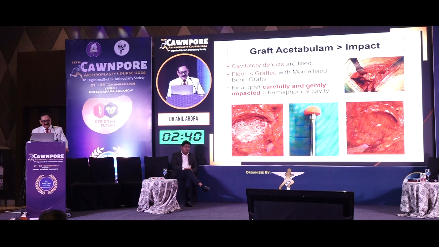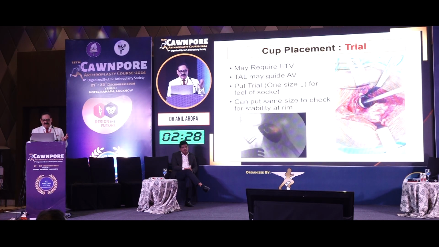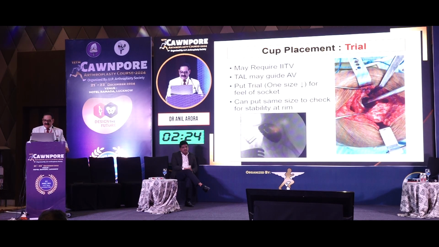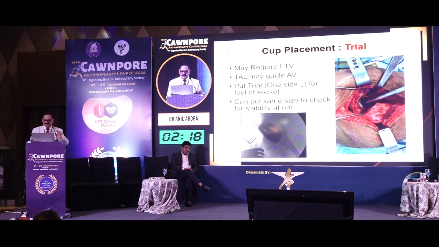Prepare a socket. Put a trial. You may require an image intensifier. I use the transverse acetabular ligament as a guide for anteversion. You put one size less for the feel of the socket, or sometimes you can put the real size. It should fit nicely at the periphery. You can see in the video. Once you are satisfied, one can see I'm shaking with the handle. It is so stable in the case of protrusio.